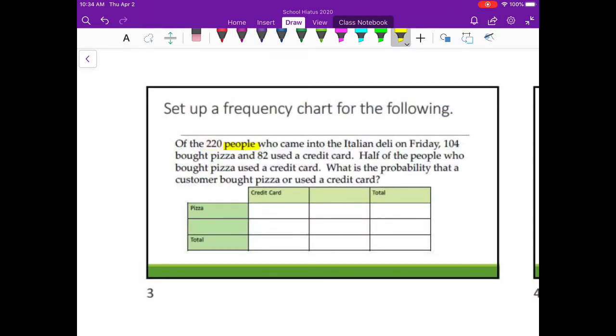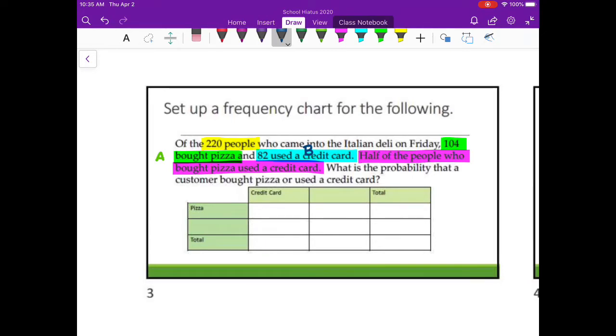Of the 220 people who came into the Italian deli on Friday, 104 bought pizza, 82 used a credit card. Half of the people who bought pizza used a credit card. So this is the overlap of those two pieces of data. Buying pizza is event A, and using a credit card is event B. What is the probability that a customer bought pizza or used a credit card?